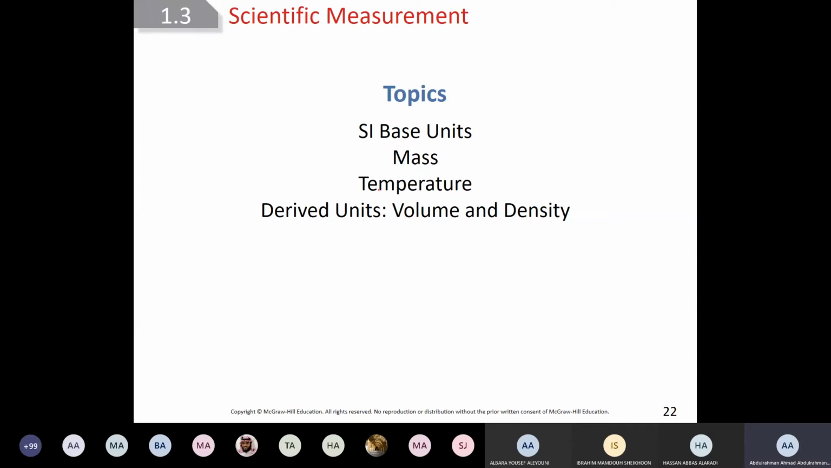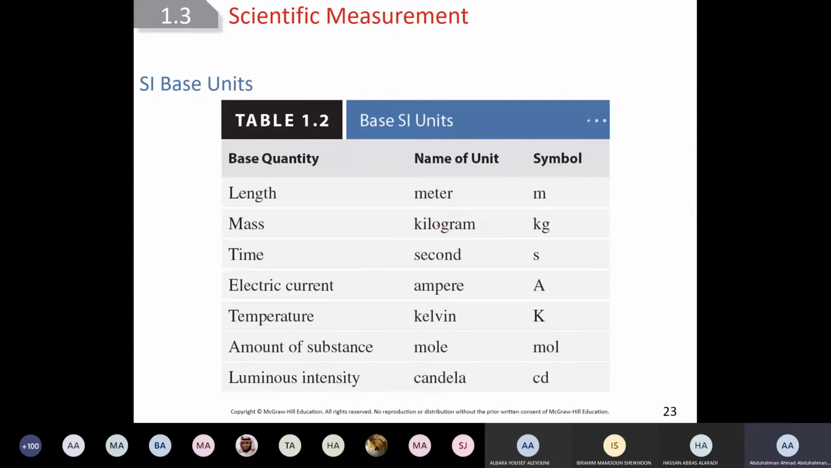Next, we're going to talk about SI units: mass, temperature, volume and density. From now on, we are going to use these units. Very important. I want you to memorize the word SI unit. SI stands for System International. You don't have to know these words, just keep SI in your mind.